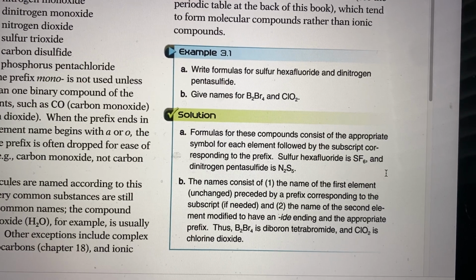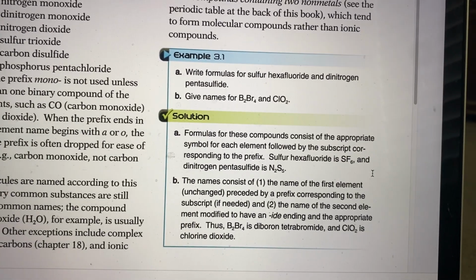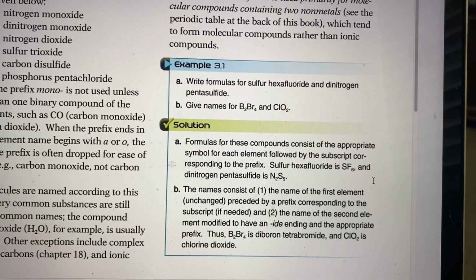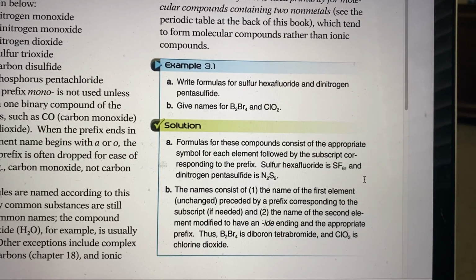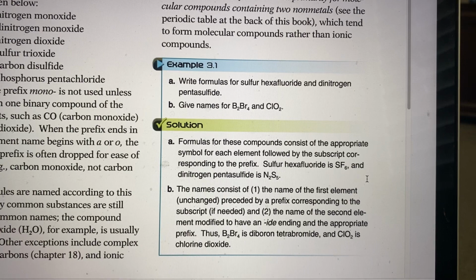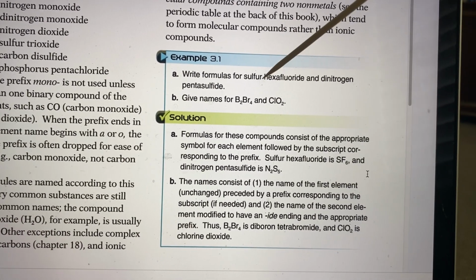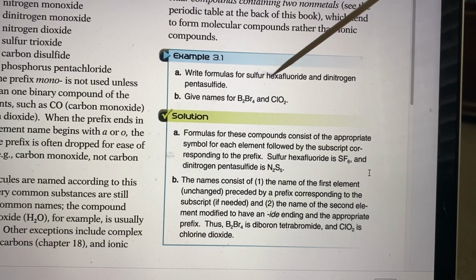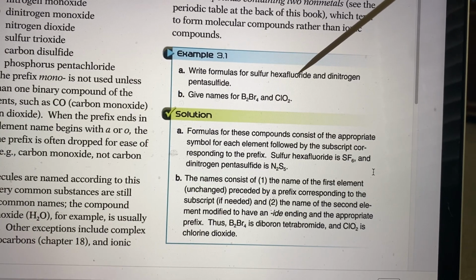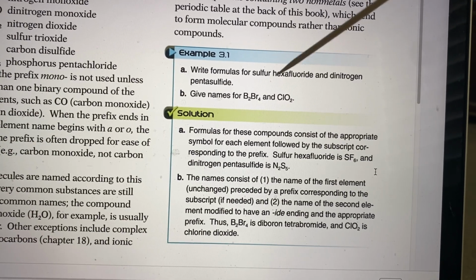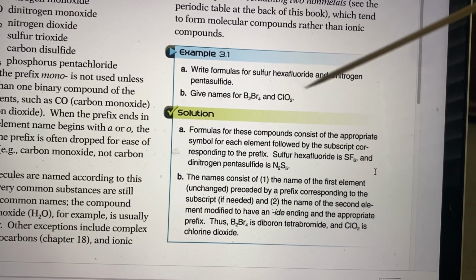Let's see. Oh, I'm sorry. We're talking about A. Write the formulas for sulfur hexafluoride and dinitrogen pentasulfide. Okay, let's do that one first. So sulfur hexafluoride. First of all, you have to find out what's the formula for sulfur. Well, it's S. We know that. You should have that memorized. And fluoride is F. So hex is 6. So it'd be SF with a 6 on it because there are 6 of them.